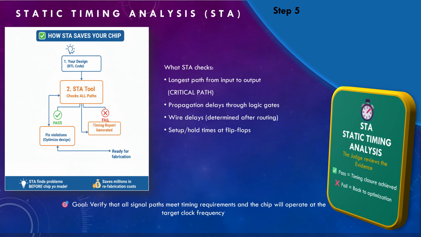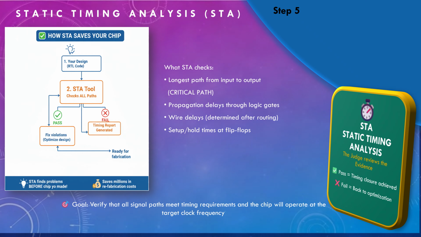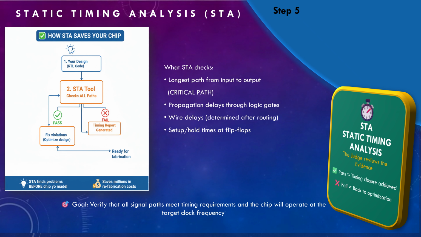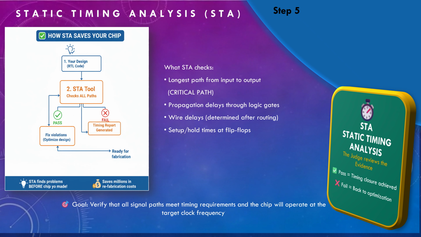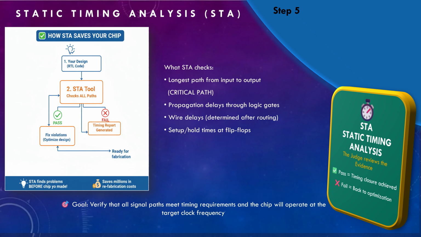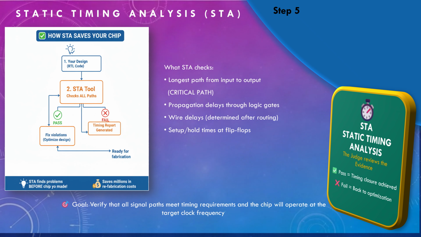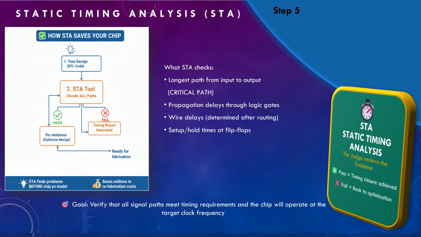Ever wondered why trains have schedules? Train data must arrive before departure time, clock edge: setup. Train must not leave early, data must be stable: hold. If timing fails, you go back to optimization. Resize cells, bigger drivers, faster gates.